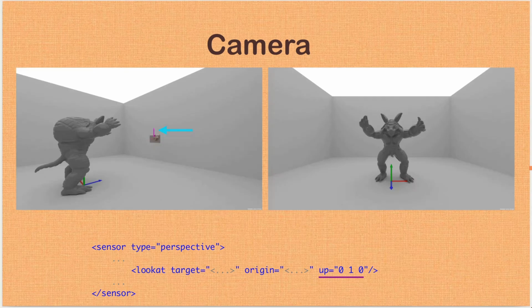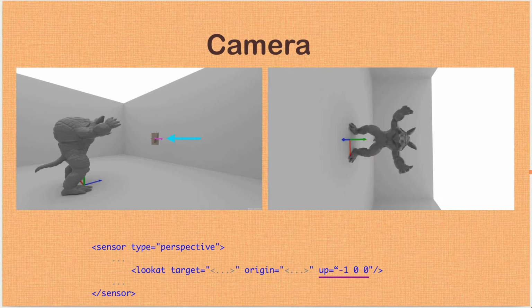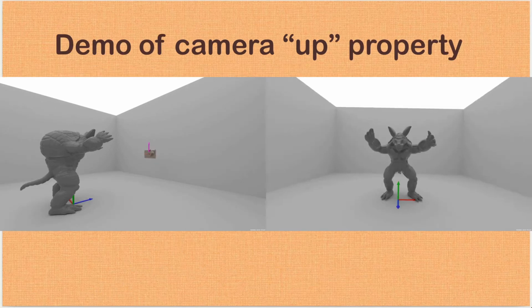For example, consider a camera placed in front of the creature as shown in the image on the left. Camera's up vector is aligned along the positive y-axis. Picture taken with that camera looks as shown on the right. Now, rotate the camera in such a way that the up vector points along the negative x-axis and the resultant image is shown on the right here.